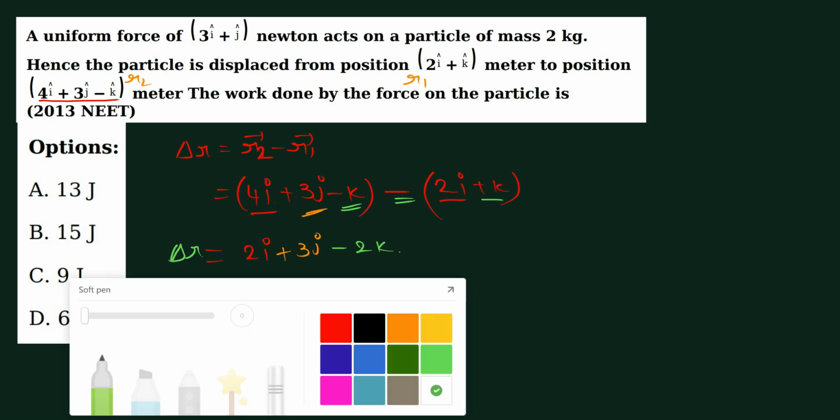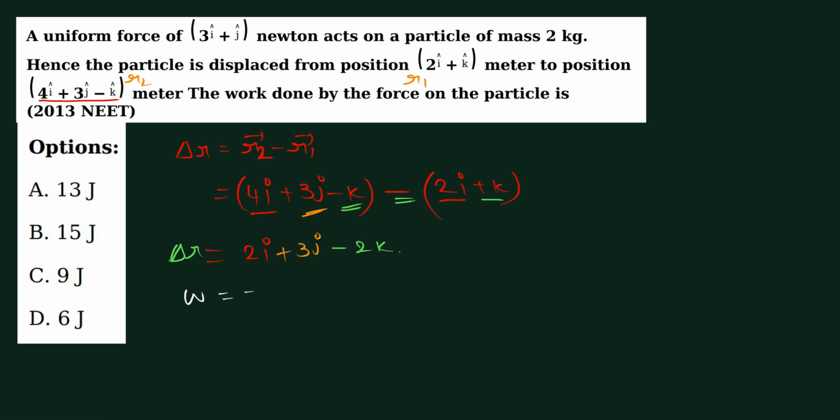Then how do you find the W? W equals F dot, force vector into displacement vector, delta R. What is the force vector? Yes, Vaishnav, please note that. 3i plus j dot 2i plus 3j minus 2k.